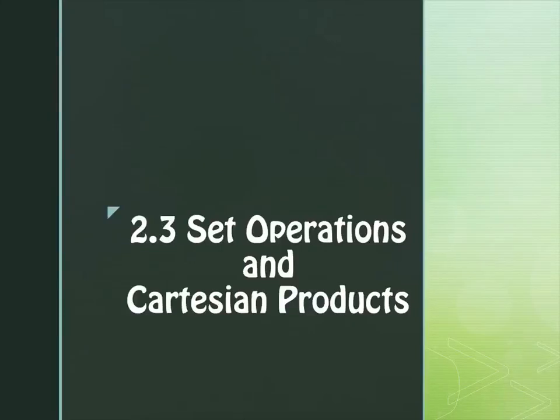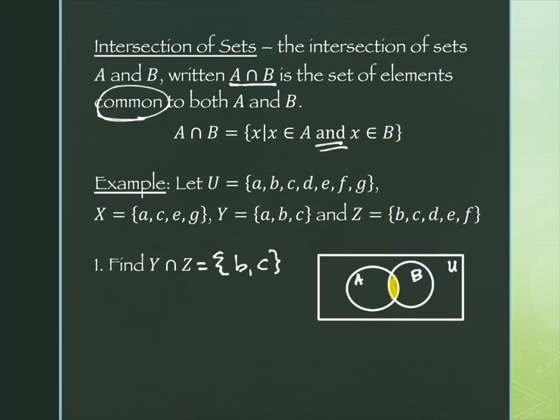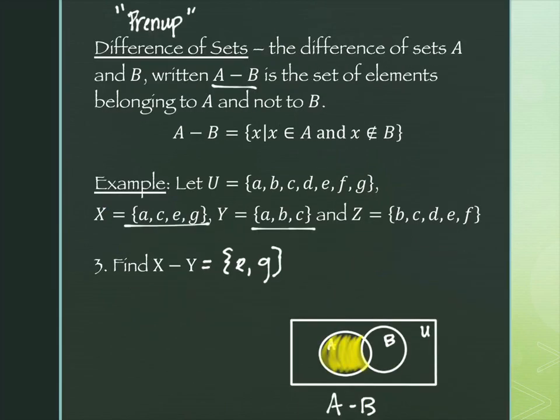2.3, we started last time looking at set operations. Specifically, we had talked about 3 set operations. Intersection, things that they have in common, right? That was this one, like the intersection of streets.